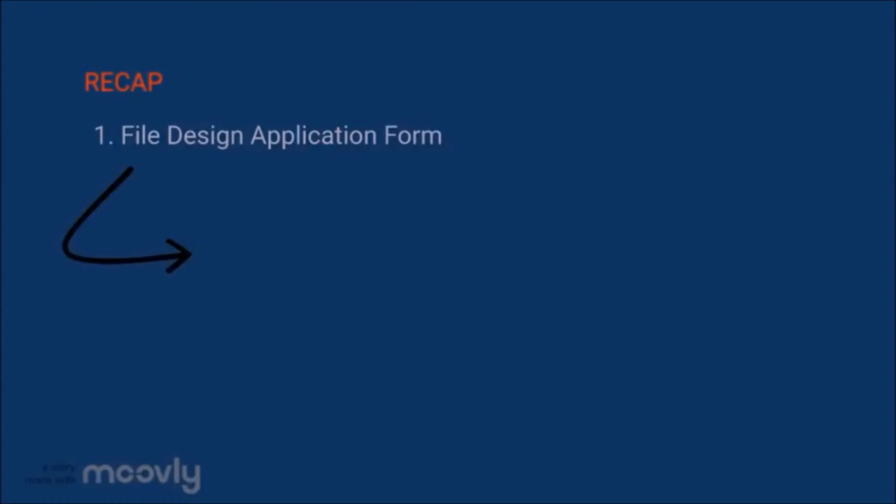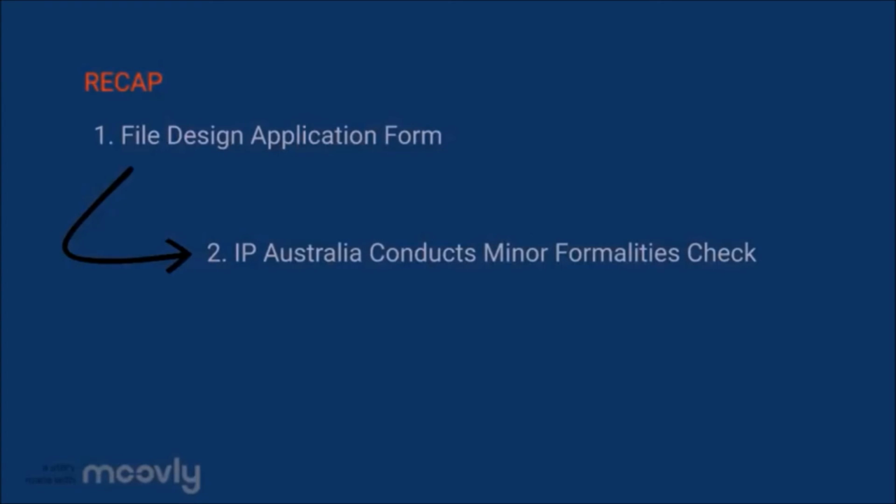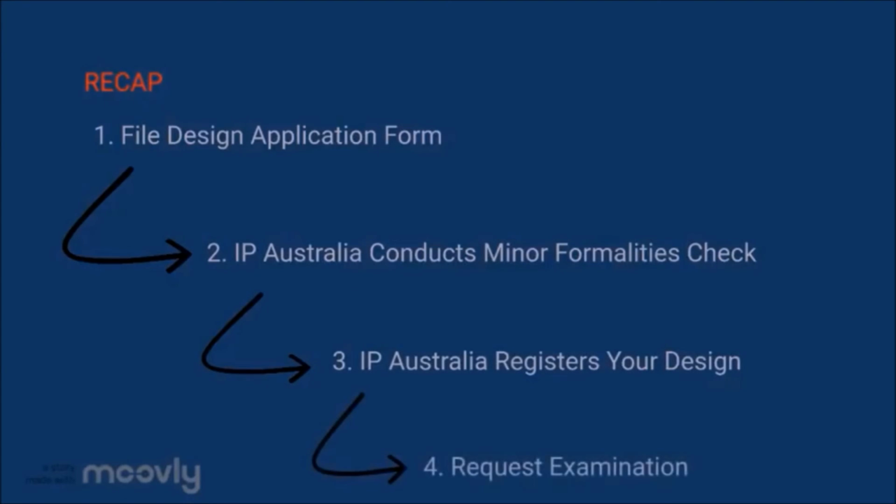So let's recap. To register a design, you must first file a design application form. Next, IP Australia conducts a minor formalities examination. If the formalities are satisfied, IP Australia registers your design. Finally, to enforce your rights, you are required to request an examination of the design, which considers whether the design is new and distinctive.